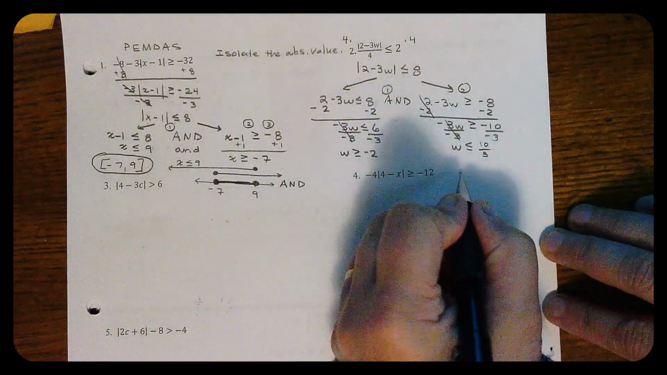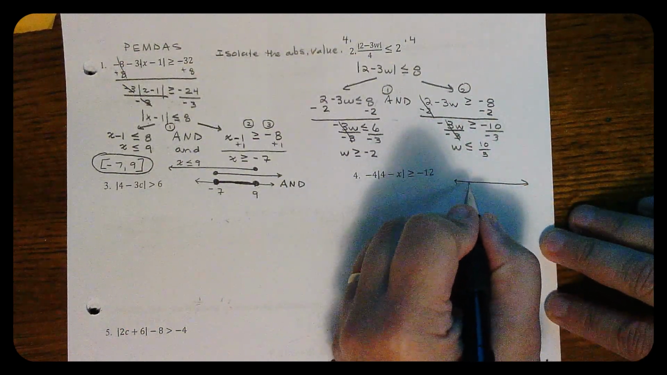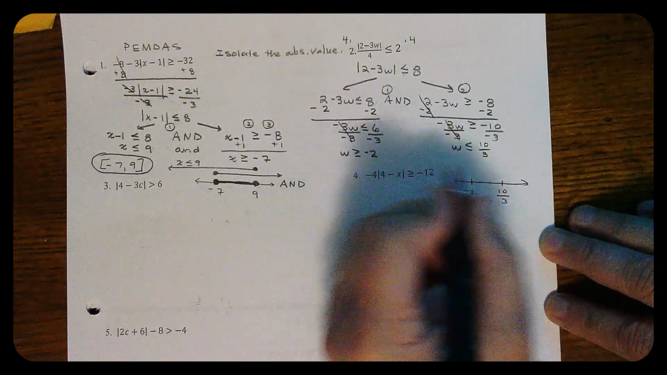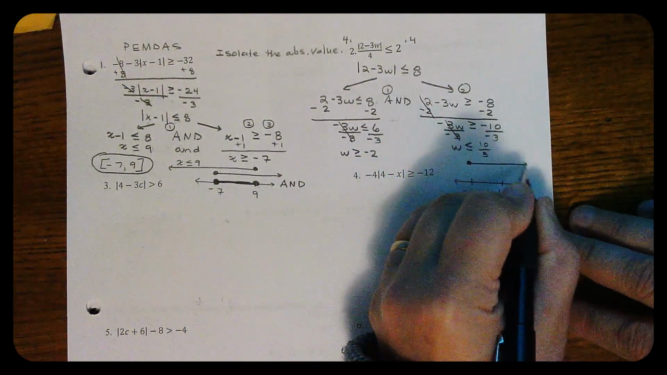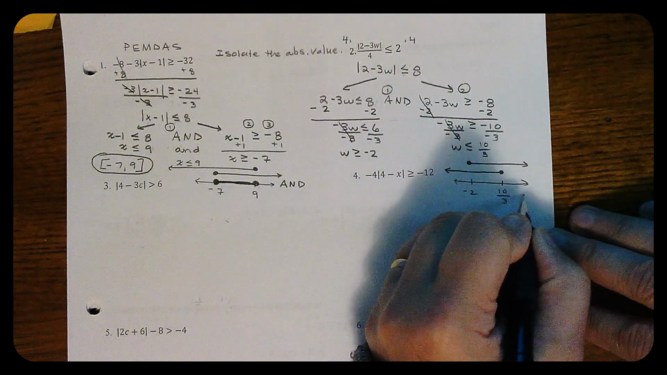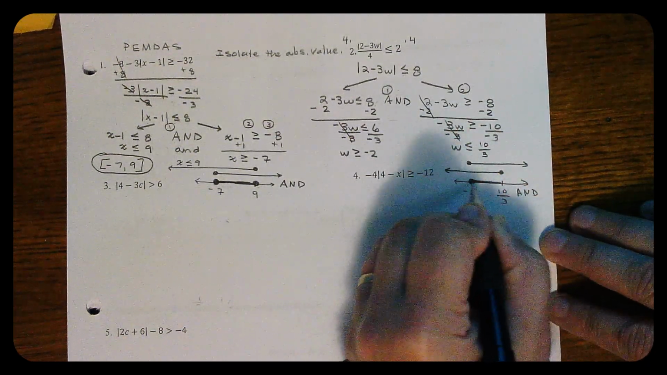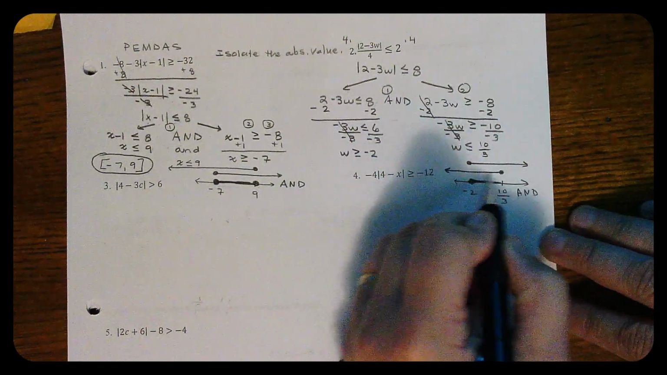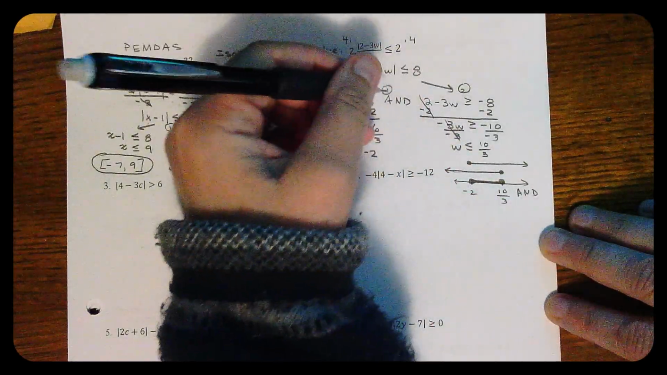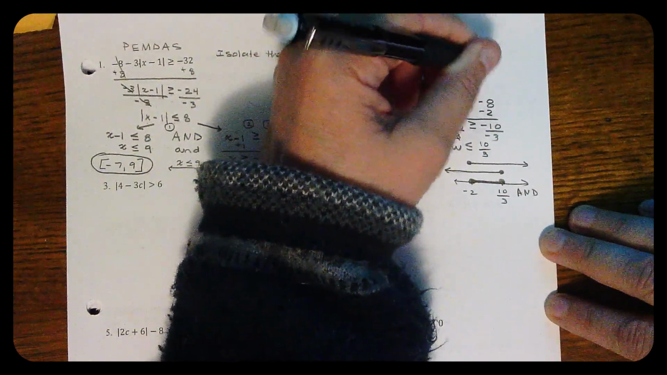Okay, so let's just do a number line one more time so you can see what's happening. This negative 2 and 10/3. W is greater than or equal to negative 2 goes that way. W is less than or equal to 10/3 goes to the left. And it's an "and." So that means we're looking for intersection. This has to be true, and that has to be true. The only place they're both true is that intersection. So this solution is bracket negative 2 to 10/3.